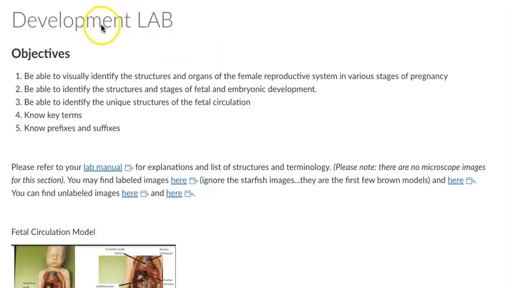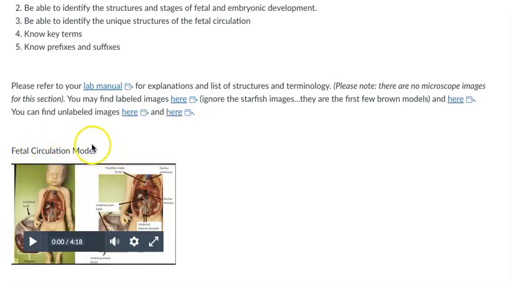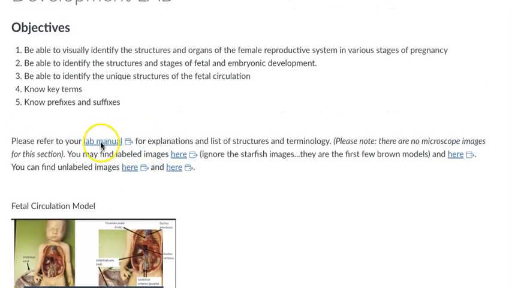So this does not have any microscopic images, so yay that. Everything is going to be models or definitions, so kind of the things that you've come to expect: key terms, prefixes, suffixes. You will need to know different parts of the fetal circulation model. I have a short video on that already posted. Otherwise, you can click on the lab manual link, as well as images here and here.